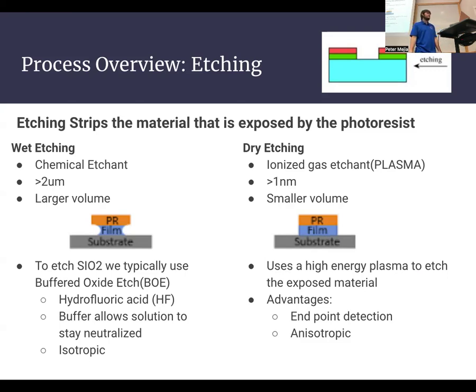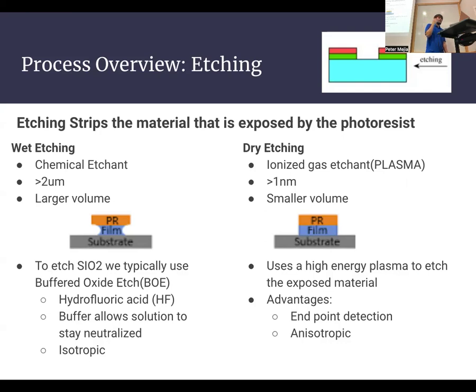Okay, so for the wet etching, you're going to use the buffered oxide etch, which uses hydrofluoric acid. That's one of the main reasons you're going to wear a suit, so that you don't spill it on your hands or anything. It's very corrosive and it'll destroy your hands. If you get hydrofluoric acid on 5% of your body, it's deadly. Yeah.